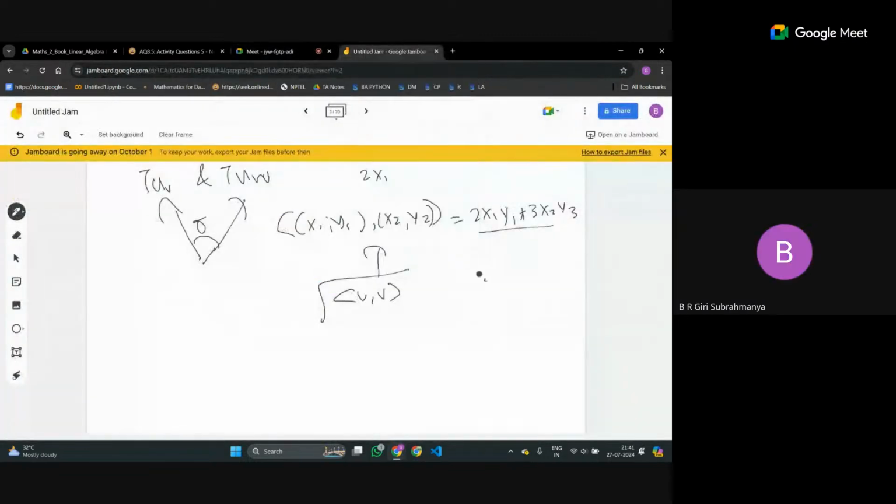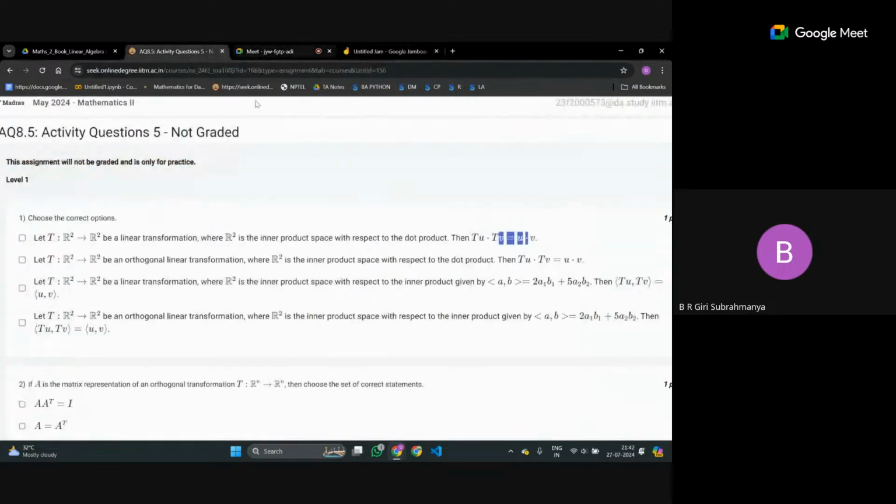No. For example, T of xy is equal to x0. Then this is not the case, right? Everything will lie on the x-axis, so the angle should be 0. So this is not always true, because it's just a linear transformation.